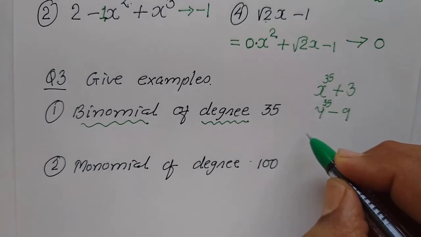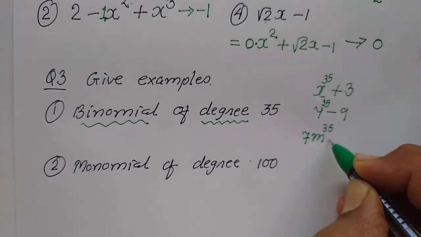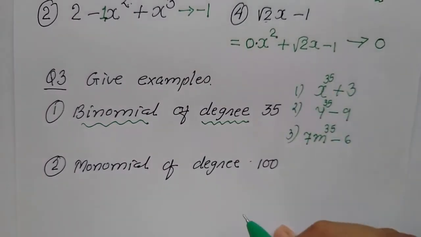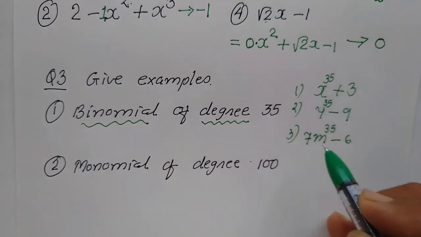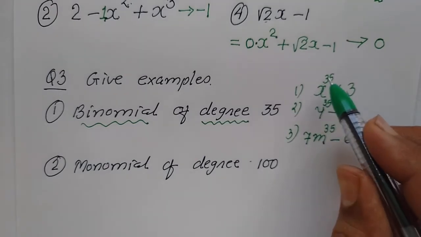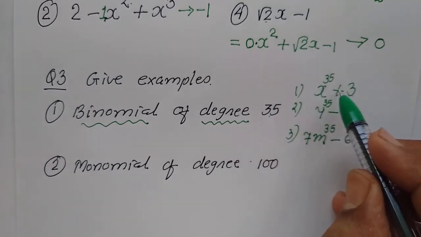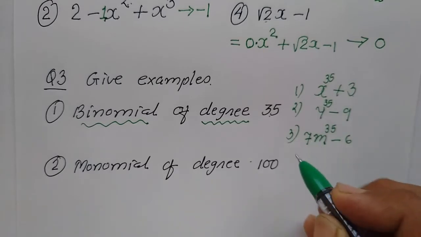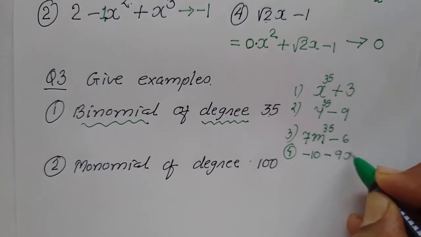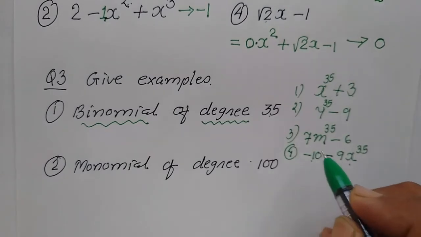You can have plenty of examples. Suppose I write 7 raised to 35 minus 6, this is another example, children. You can have different types of examples of a binomial of degree 35. Only one thing you have to remember: only one variable should be there, the exponent or power you write should be 35, and there should be only two terms, whether with a plus sign or a minus sign. This way also you can write, children: first you can write a number also, minus 10 minus 9 x raised to 35. This is also a binomial, two terms are there, 1 and 2, everywhere you can see this is one term and second term.